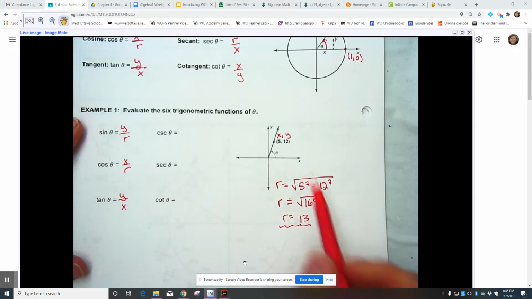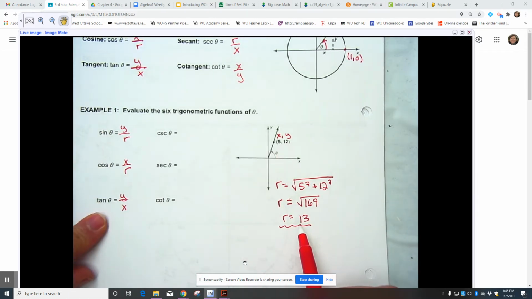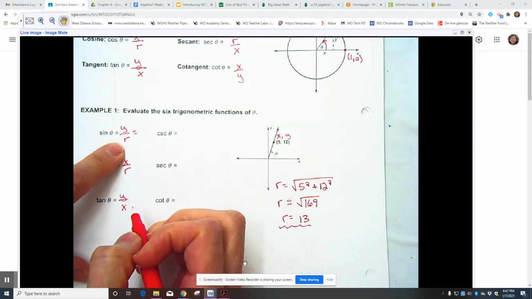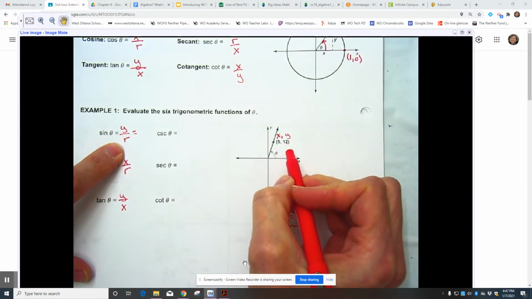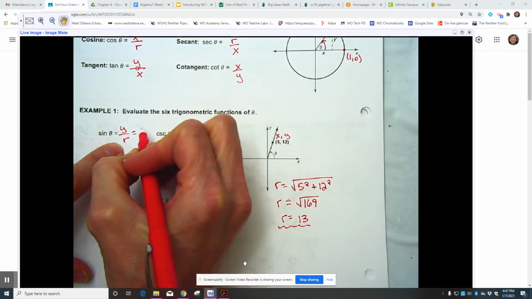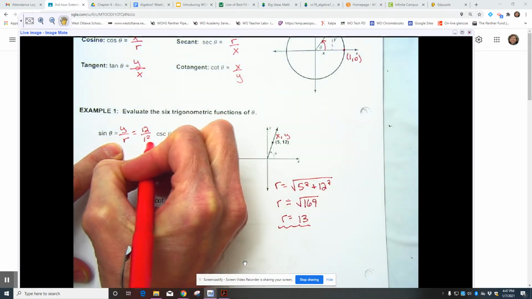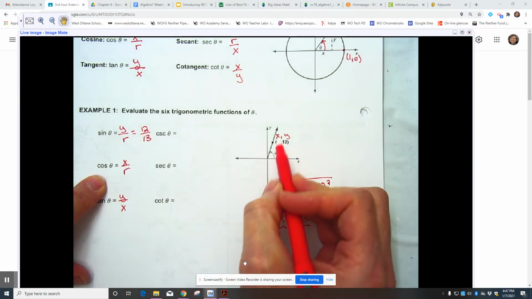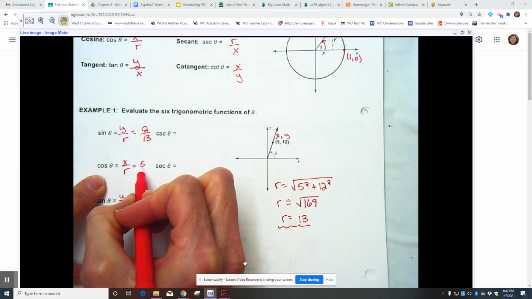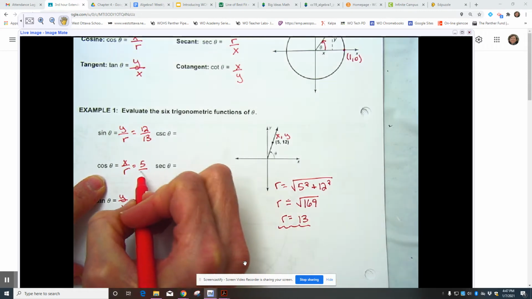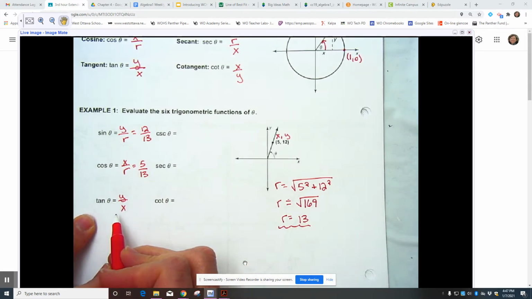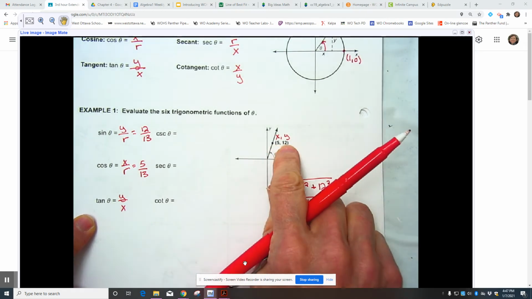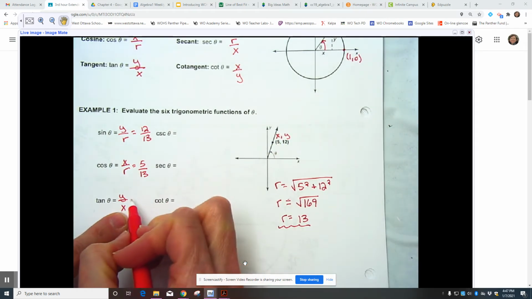So now I know x, y, and r, so I can find my sine, cosine, and tangent. Sine is y over r. y is 12, r is 13. So sine is 12 over 13. Cosine is x over r. x is 5, r is 13. Tangent is y over x. I don't even need the r. y over x, 12 over 5.